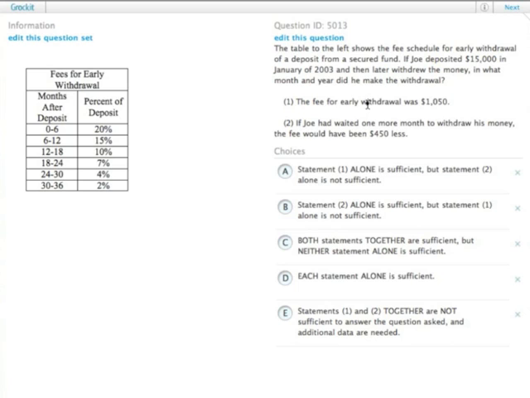Statement 1 tells us that his fee was $1,050. So whatever 1,050 is as a percent of 15,000, turns out that it's basically 7%. So we know that he withdrew in the 18 to 24 month period. However, the question is asking very specifically in what month and year.